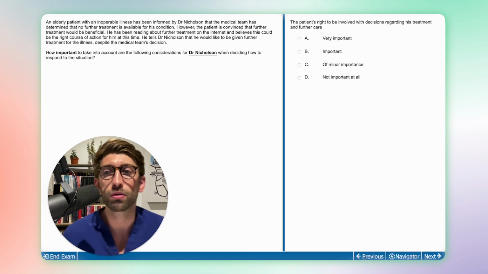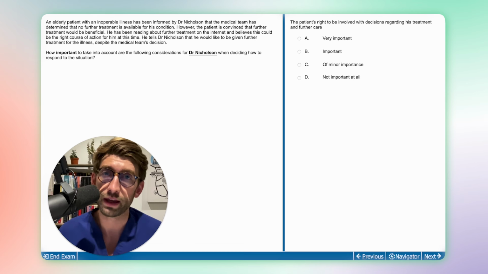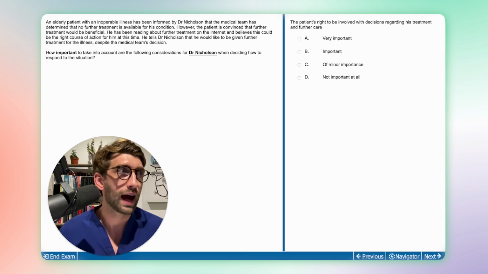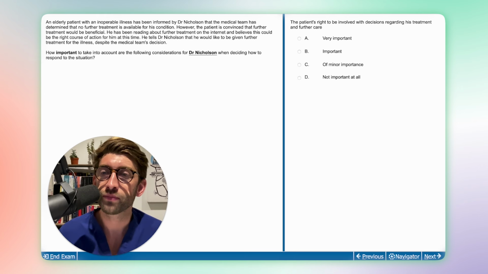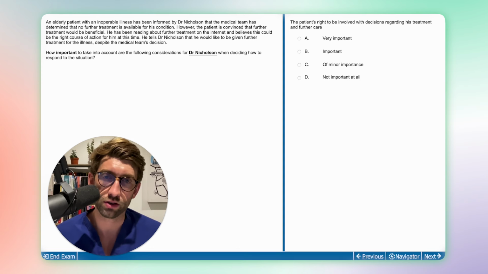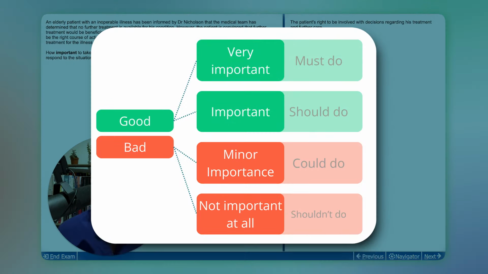So the themes that come up in this are patient autonomy, so patients have the right to have a say over their care. They're also entitled to have a second opinion. These are things we need to bear in mind that are the patient's rights. Then we're looking at the type of question, and it's the importance type.